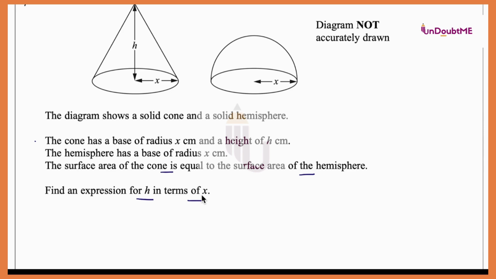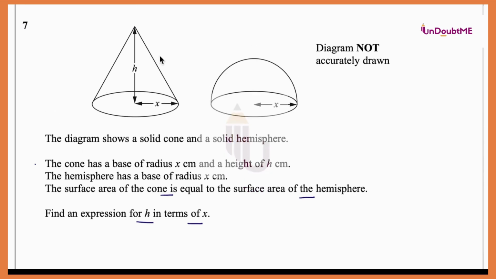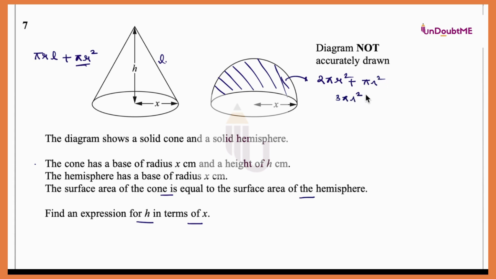Now when they say surface area, the surface area of the cone involves the curved surface area, which is pi r l, plus pi r square, which is the base circle. The hemisphere is half of a sphere. The surface area of a sphere is 4 pi r square. If you halve it, you get just the curved surface, 2 pi r square, not the circular base. So you need to add pi r square more, so it will be 3 pi r square.